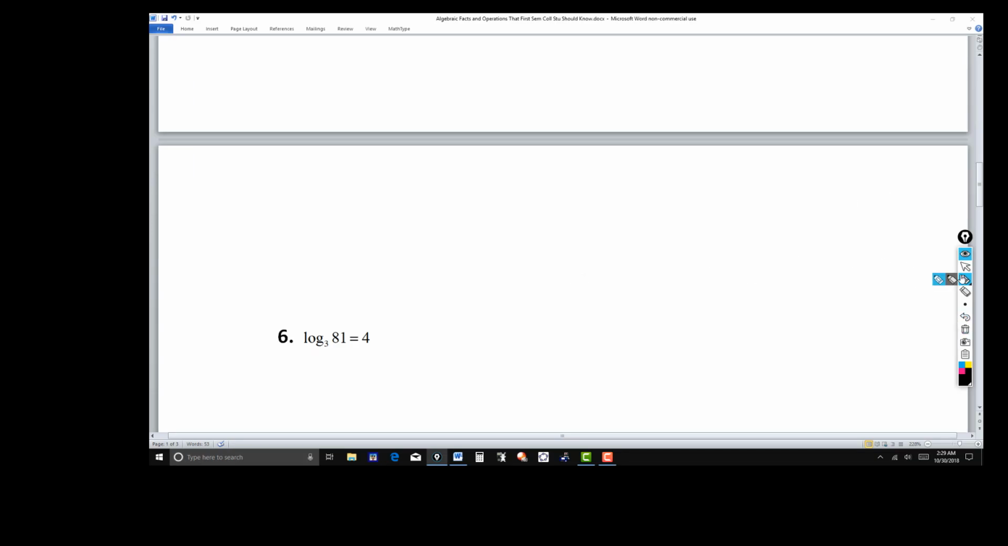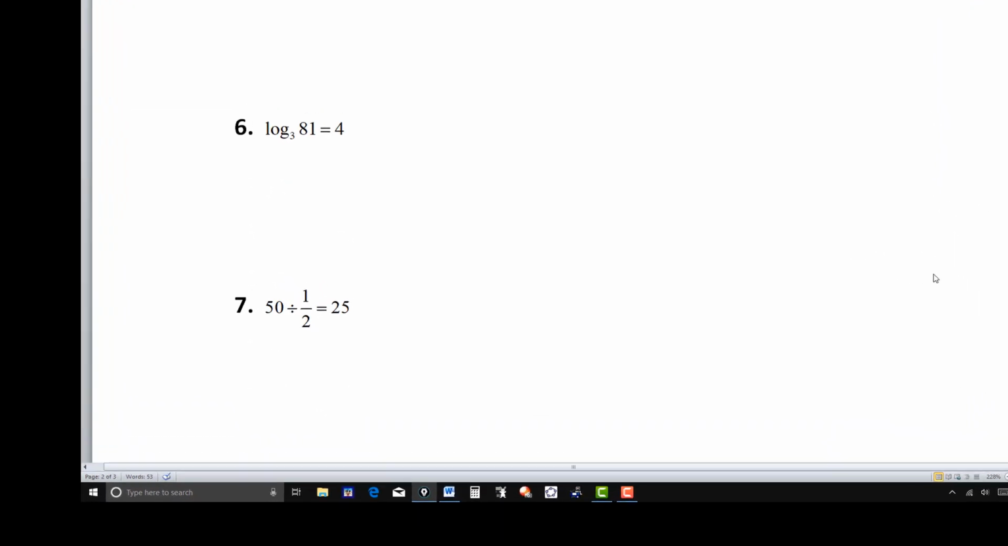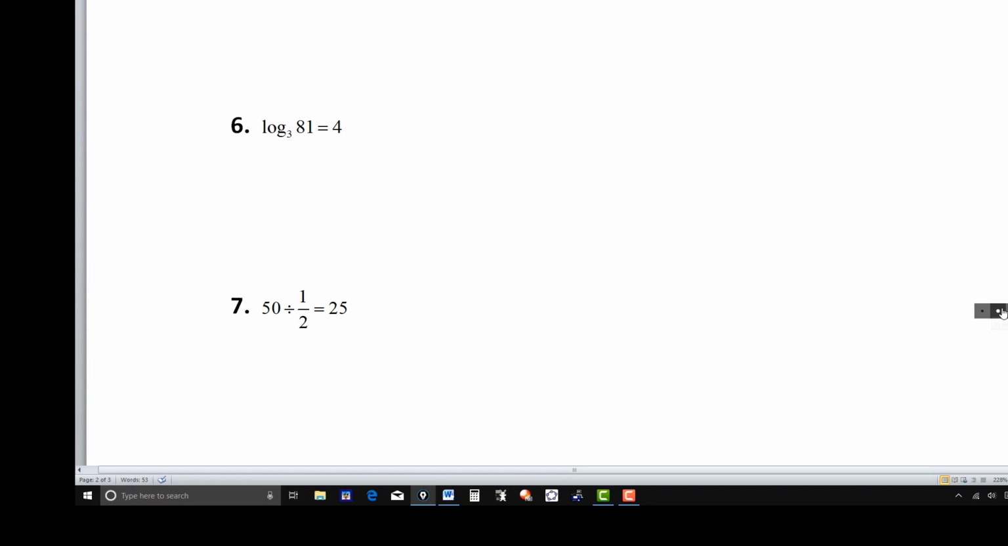This one is just basic math here. 50 divided by 1/2 is 25. True or false? You should know the answer right away. Like I said, some of these you should know the answer to in just a few seconds. You don't have to do any calculations other than just reason it out using what you know about the basic definitions, laws, and procedures from basic algebra.